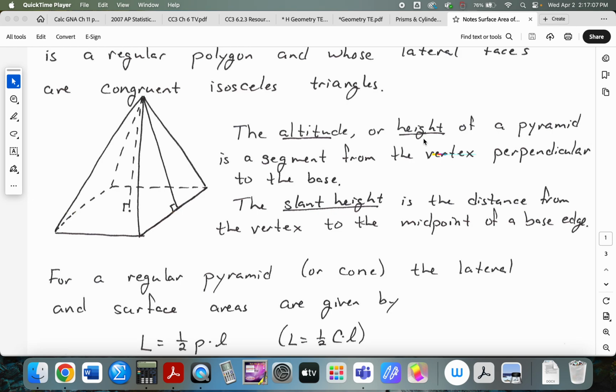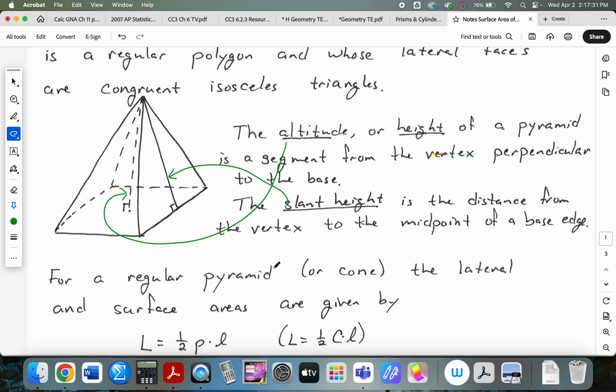So the altitude or the height, those terms kind of get used interchangeably, is a segment from the vertex perpendicular to the base. That is right there. That's the height. The slant height is the distance from the vertex to the midpoint of the base edge. Basically, the slant height would be like if you were sliding down the side of the pyramid. The slant height is the height of this triangle.